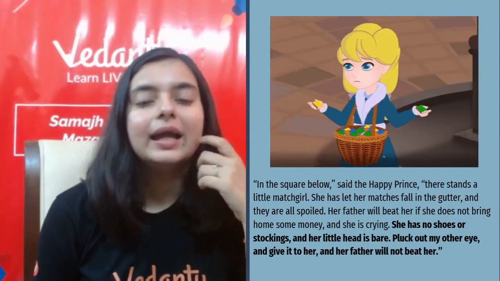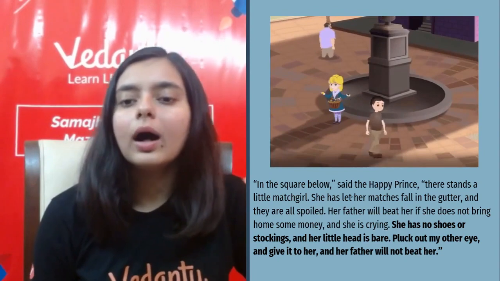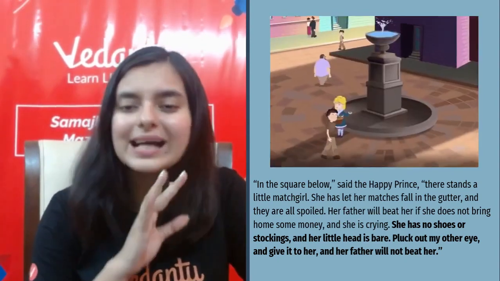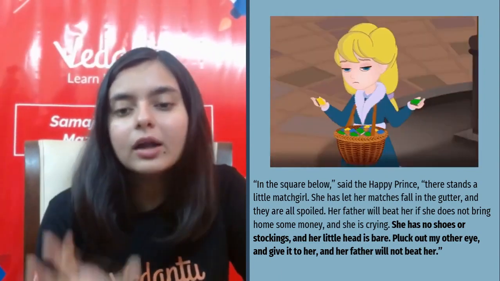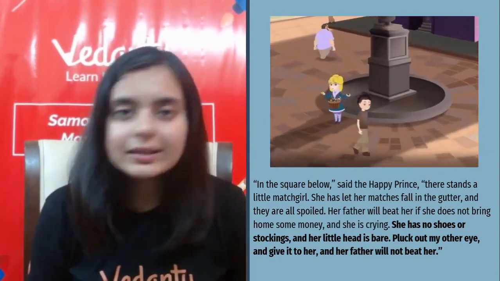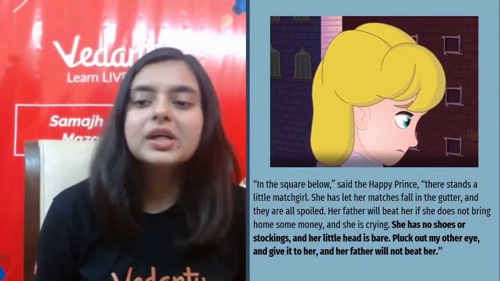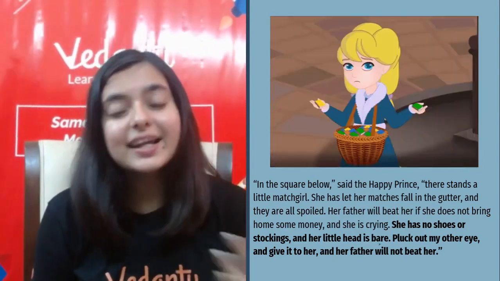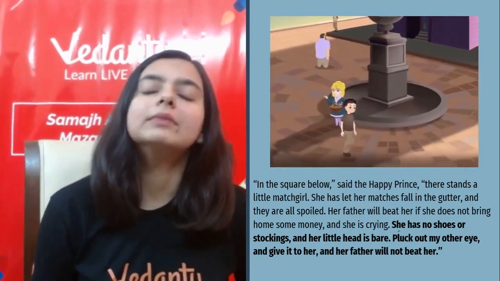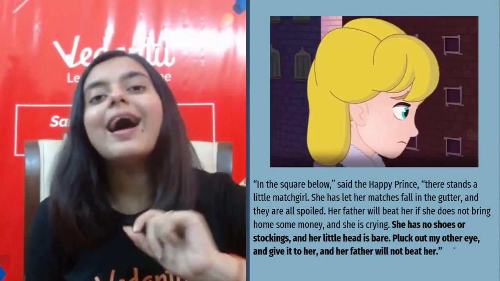And this time, he talks about the story of a little match girl whose matchsticks had fallen in the gutter, and they are all spoiled. If she does not have any money from selling those matchsticks, and if she returns home without money, she would be beaten up by her father. She had no shoes, no stockings, her head is also bare, and therefore the happy prince requested the swallow to pluck out the other eye.